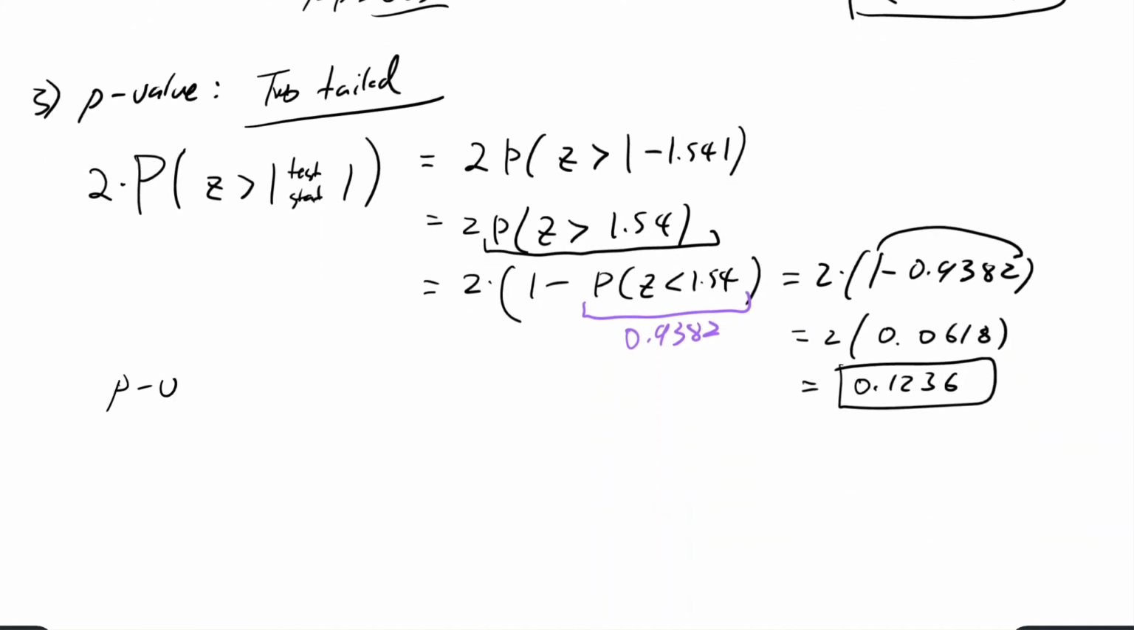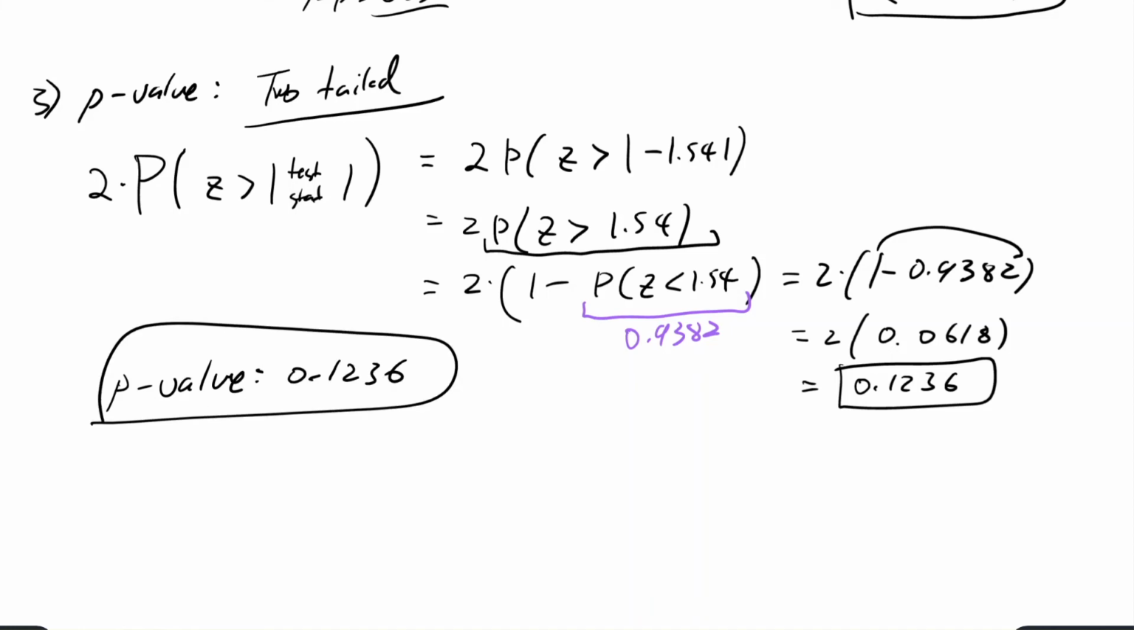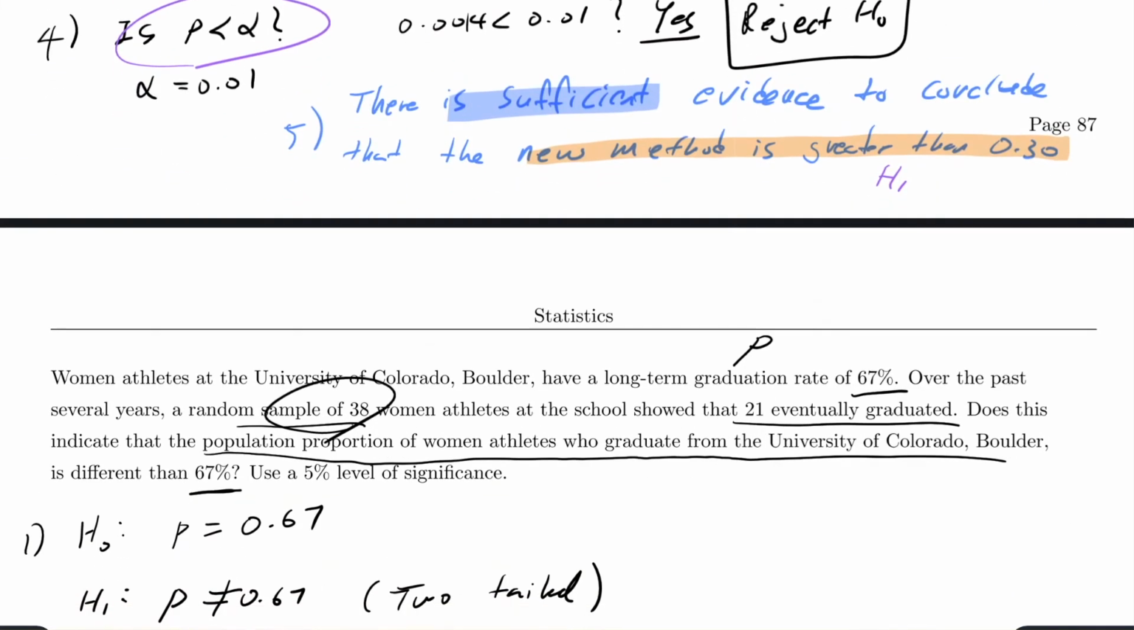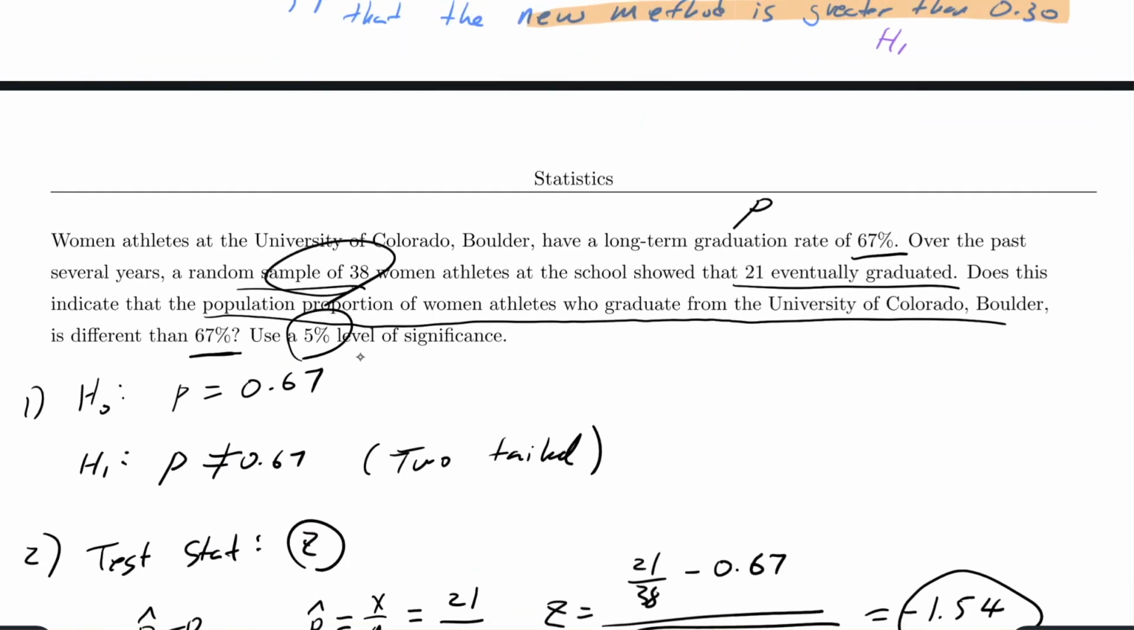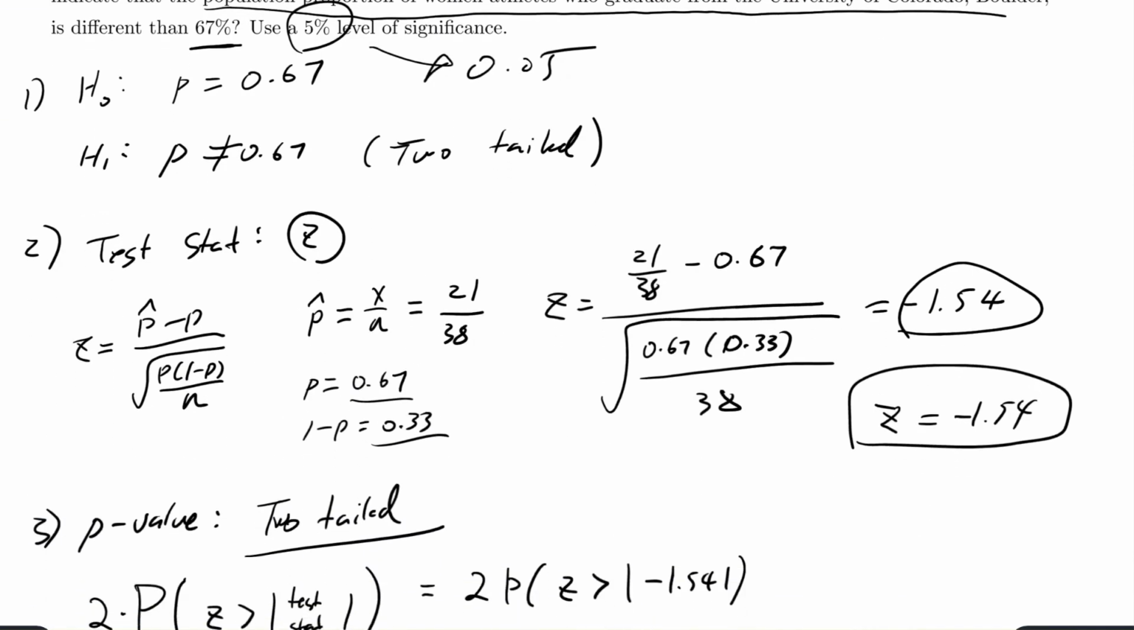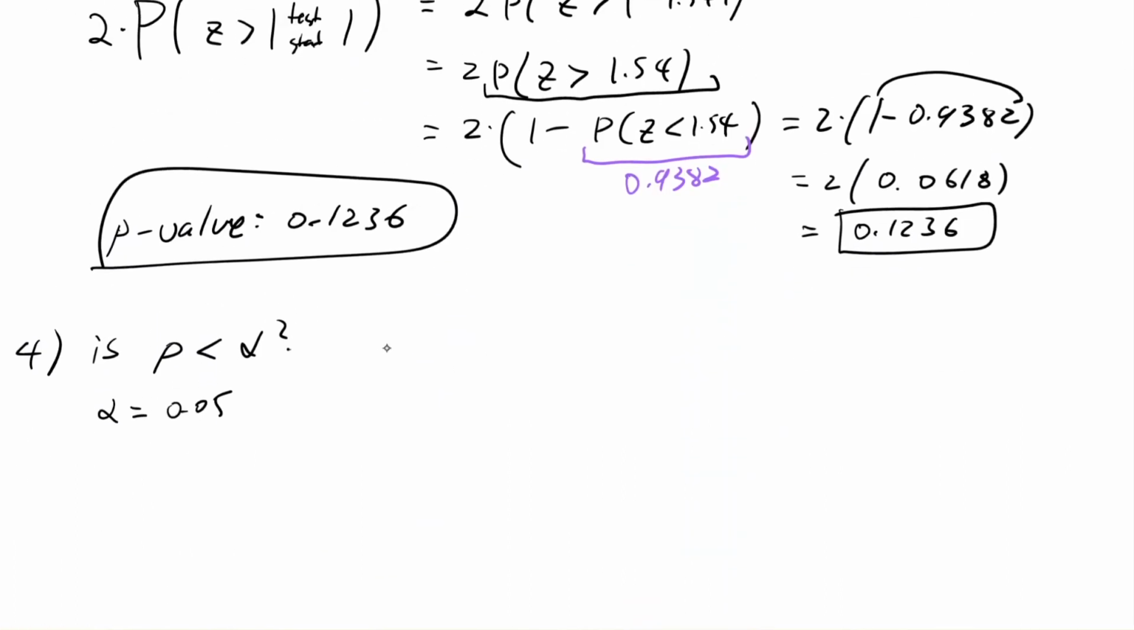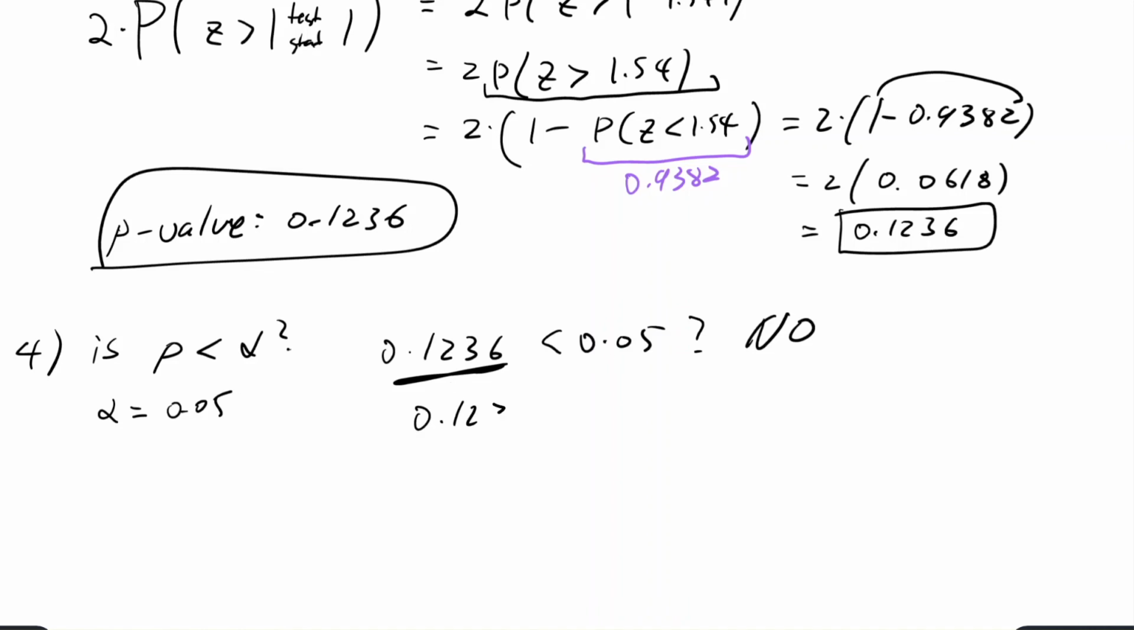The p-value is 0.1236. And we compare, is p less than alpha? Alpha for this problem was 0.05. Let me just double check. 5% means 0.05, right? So is 0.1236 less than 0.05? No, because this is bigger. 0.12 is bigger than 0.05. 0.1236 is bigger than 0.05, right?